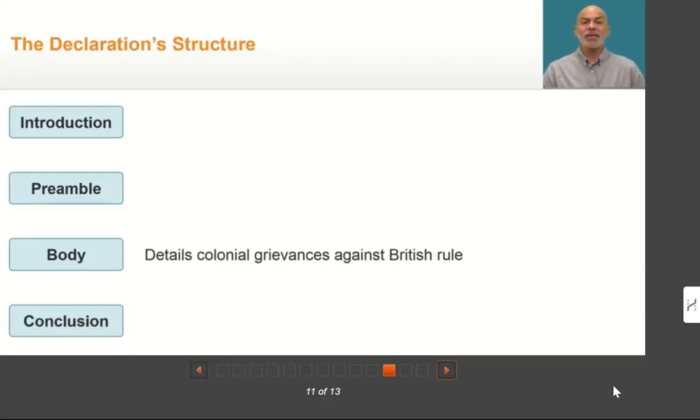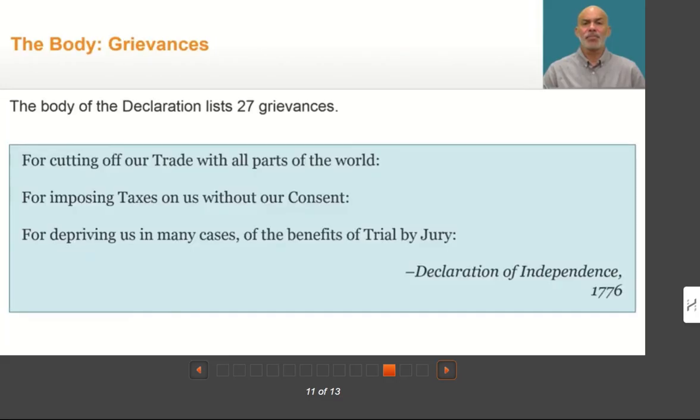The body of the document is the longest part of the Declaration. It provides a long list of grievances or complaints against British rule. These complaints provide specific details about how the colonial leaders believed the British government had violated their rights. Let's look at some of these complaints. The Declaration of Independence lists 27 grievances.